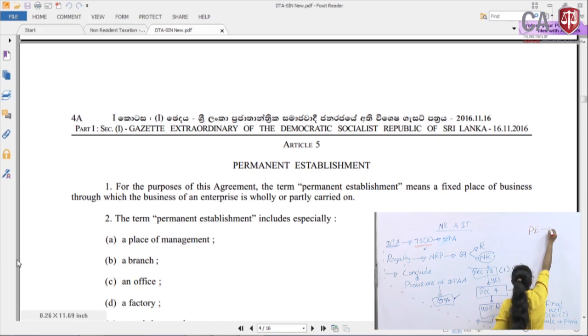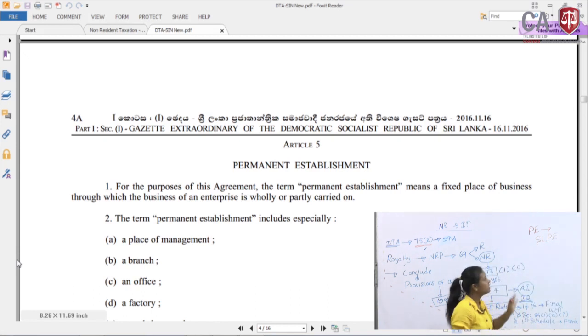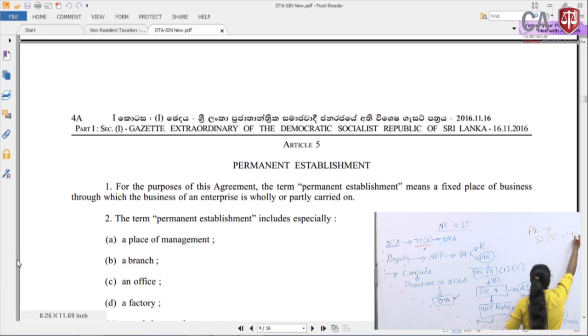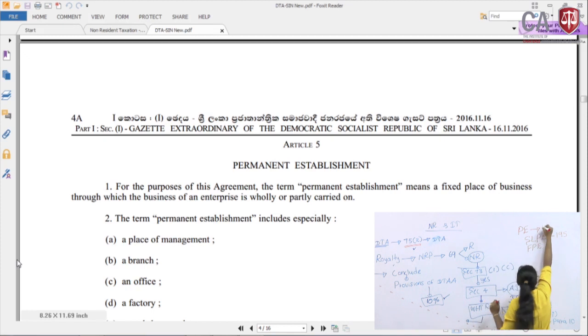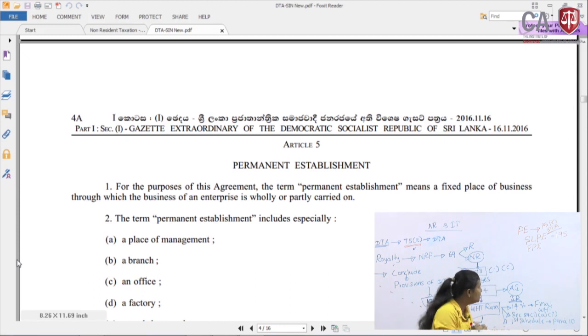Now, when it comes to the permanent establishment, from the Inland Revenue Act, you all know about SLPE, Sri Lankan Permanent Establishment, which is defined in section 195, and Foreign Permanent Establishment, again defined in the interpretation section. Now this is talking about PE as per the DTA, as per the double taxation treaty. Lamai, even though there are two definitions in the Inland Revenue Act, if there is a definition in the DTA, what definition are you all going to apply? The DTA definition.